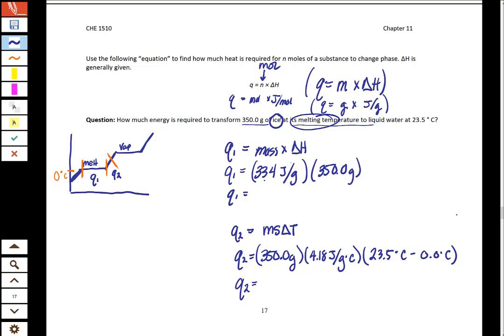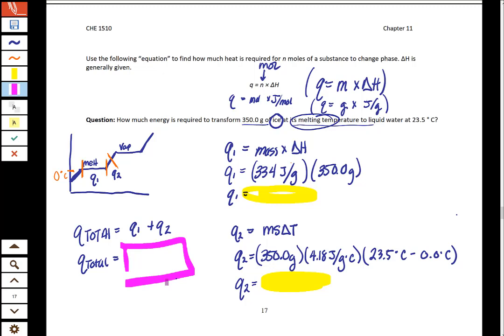So when you go through and you calculate these Qs, what do you do with them at the end? Well, you add them. So your Q total is Q1 plus Q2. So you'll go through, you'll grab your calculator, you'll figure out what the number is here, you'll figure out what the number is here, and add them together to get your final answer.